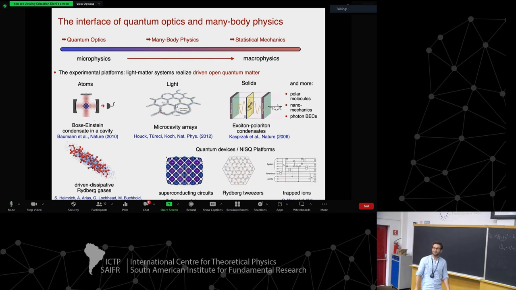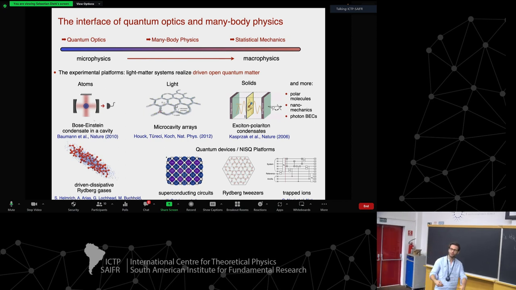Another big arena for this physics is popping up in the context of NISQ platforms, which even go in the direction of true quantum devices, where you can program. You have functional matter, which you can locally manipulate and program. In these superconducting circuits, for example, people have achieved cooling, or generating the ground state, of a toric or surface code. This platform is what Hannes is discussing, I guess, Rydberg tweezers. And trapped ions also go in the direction of bigger systems that, for example, realize this measurement-induced phase transition physics.